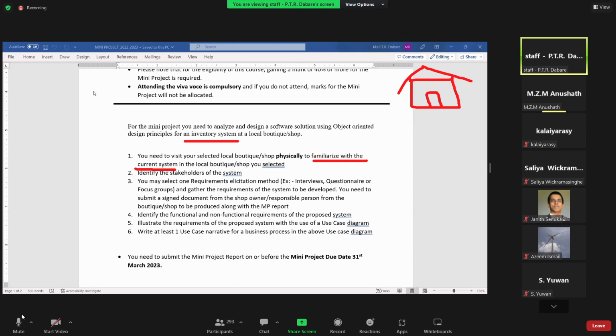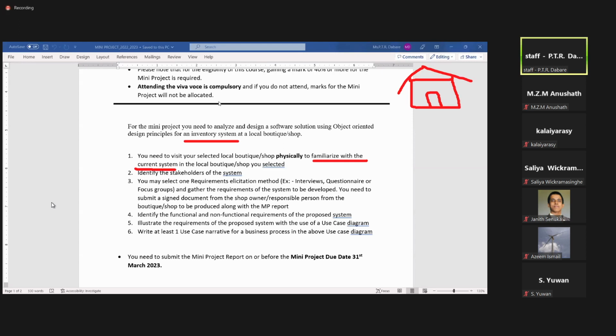Yes, that's like observing, isn't it? We can observe how things work, not how they sell the stuff, but how they maintain the inventory. Then you can interview. Before you conduct an interview or come up with a focus group or give a questionnaire, you can simply observe also. And then you have to identify the stakeholders. Stakeholders means the ones who are interested in this system.